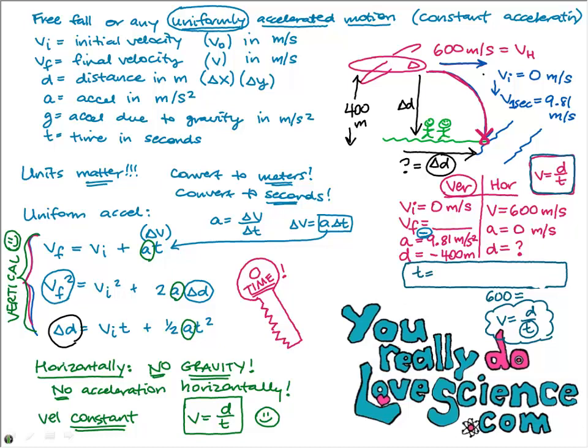Because look, we ran out of information horizontally. We've exhausted everything we know. So that's why we have to go to the vertical information. The vertical information is what's going to give us time.